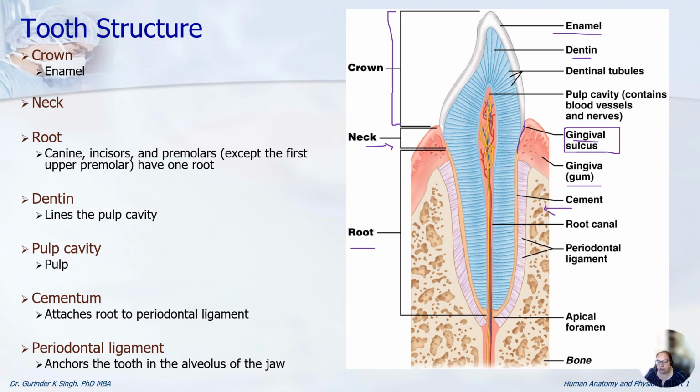Central to the tooth, underneath the dentin, is a soft area. This is known as the pulp cavity. The pulp cavity contains the blood vessels, both the arteries and the veins, plus the nerves. The tooth is cemented to a ligament. This ligament is known as the periodontal ligament, and that ligament connects the tooth to the bone.